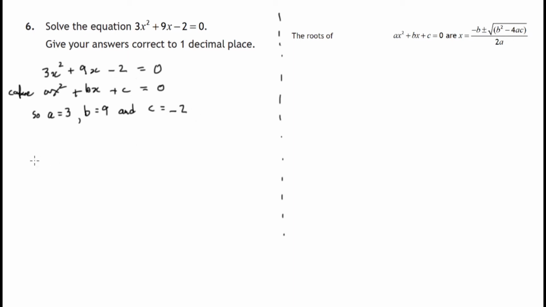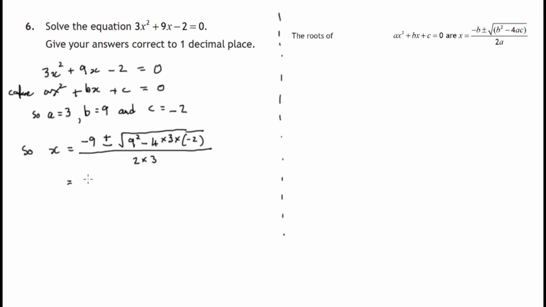C is negative 2. So the roots of that equation are given by x equals negative b, which would be negative 9, and we have two possibilities. We either add or subtract the square root of b squared, that's 9 squared, minus 4 times a, which is 3, times c, which is negative 2. And then whatever we get, top line, two possibilities, we divide each of them by twice a, 2 times 3.